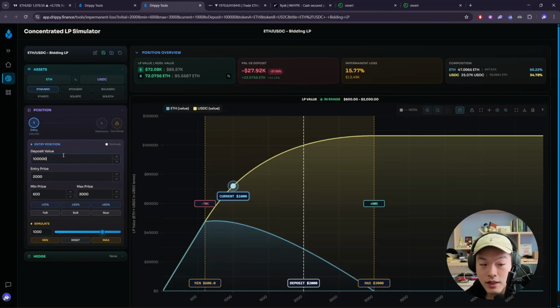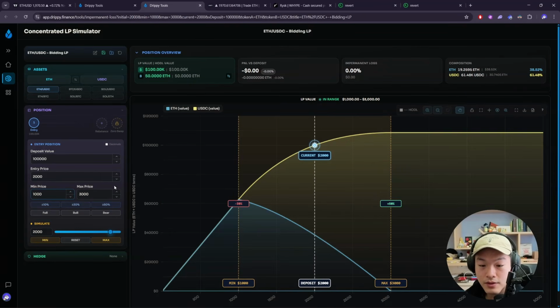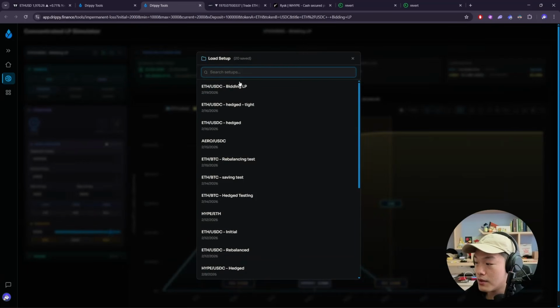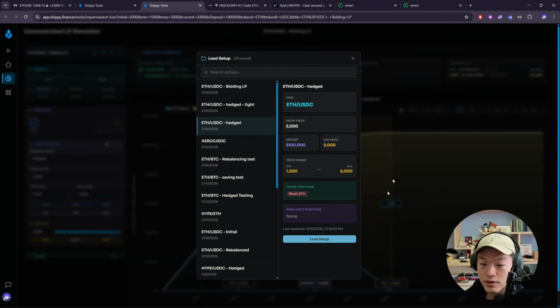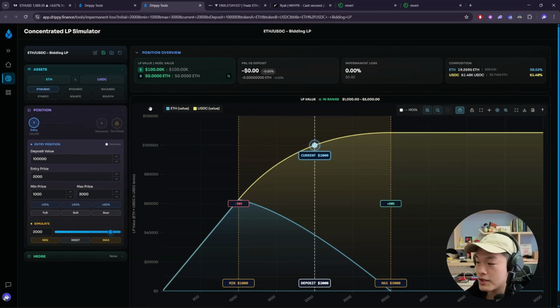So let's just say I started again with 100K, and let me reset this here, and let's say it was at 1,000 to 3,000, right? This is what we had. And I named this the bidding LP here. This is a nice thing about the Dripy LP. You can name it, you can save it, and you can load these. You can see what settings you put for these setups.